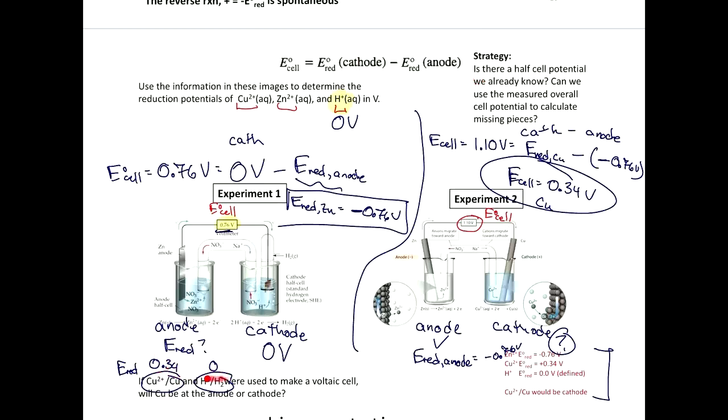We're subtracting these two numbers. If I take 0.34 minus 0, a positive number comes out. So copper will be the cathode, because that's the only combination where a positive cell potential comes out. If I made copper the anode, it would be 0 minus positive 0.34, and a negative value comes out. That would not be a spontaneous reaction. So copper has to be the cathode.